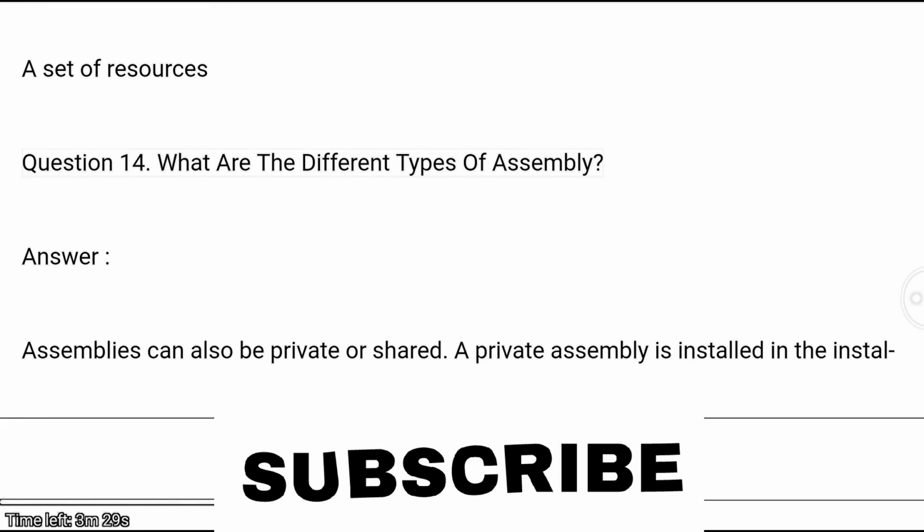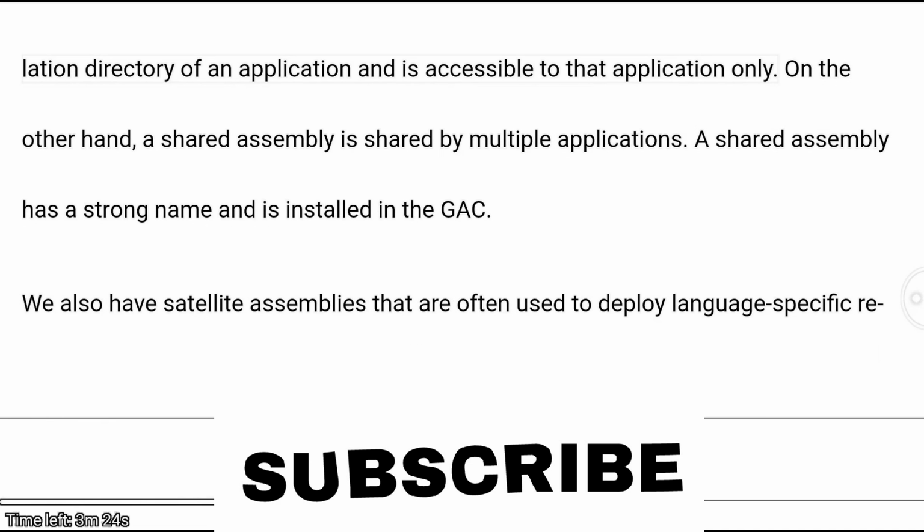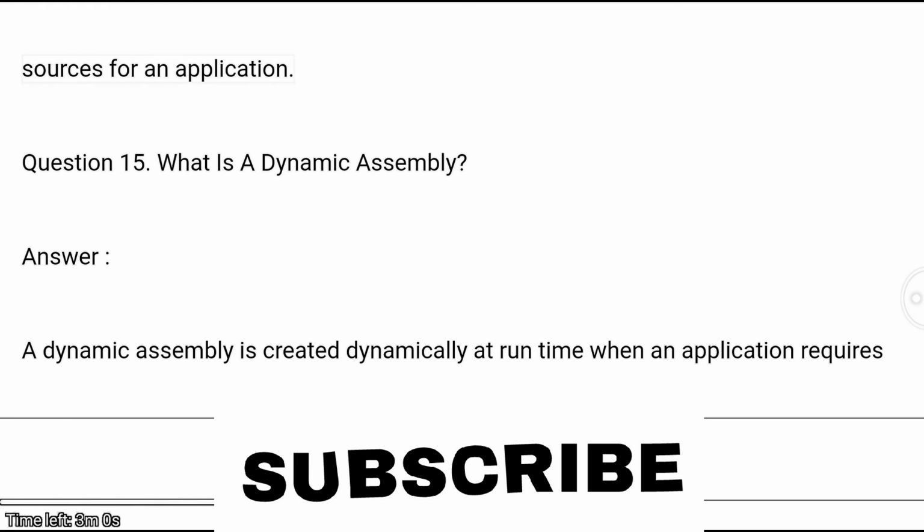Question 14. What are the different types of assembly? Answer. Assemblies can also be private or shared. A private assembly is installed in the installation directory of an application and is accessible to that application only. On the other hand, a shared assembly is shared by multiple applications. A shared assembly has a strong name and is installed in the GAC. We also have satellite assemblies that are often used to deploy language-specific resources for an application.